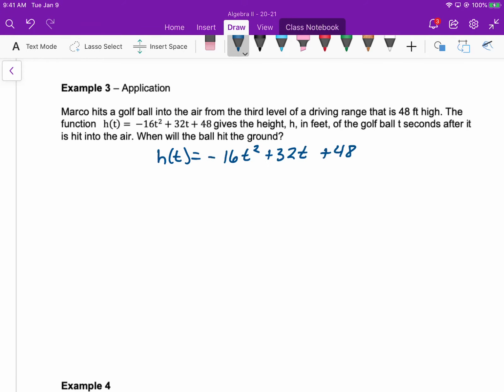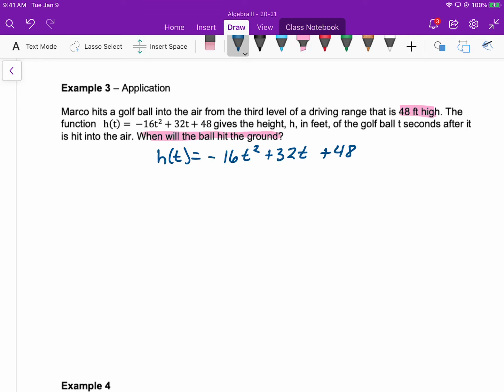Example 3 is an application problem. We have Marco hitting a golf ball into the air from the third level of a driving range, and we know it's 48 feet high. They give us a function to model the golf ball, and we are looking for the time when the ball will hit the ground.